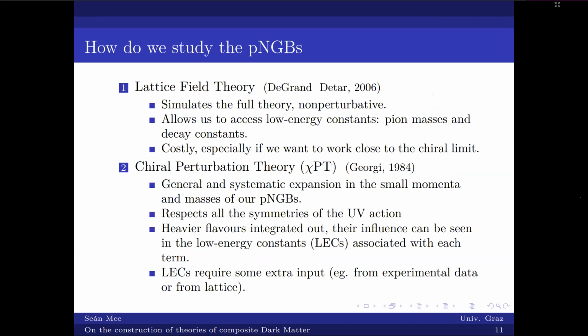Okay, what are the methods that we use to study the PNGBs? There's a couple of things we could think about. One is lattice field theory, which I'm not going to talk too much about today. This is a non-perturbative description that simulates the full theory and allows us to access the low energy constants of our theory, in particular pion masses and decay constants, but really you can access all of the low energy constants through this method. With the caveat that this is very costly, especially if we want to work anywhere close to the chiral limit.